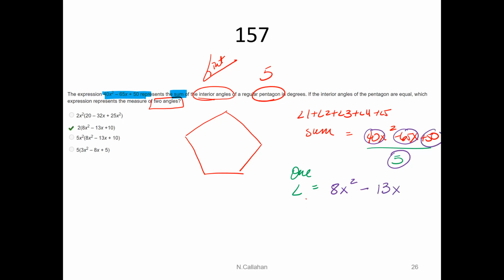13. What's 50 divided by 5? 10. Well, the question here says it has to be 2 angles, right? So then 2 angles would just be 2 times 8x squared minus 13x plus 10. So then which answer shows me this? Right here.